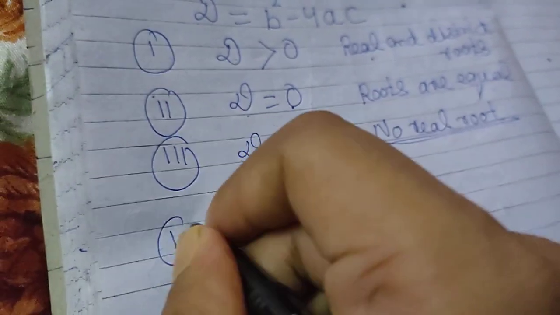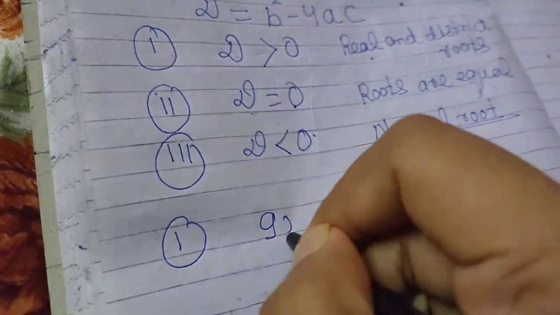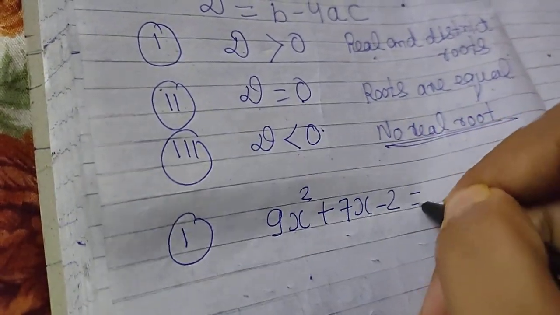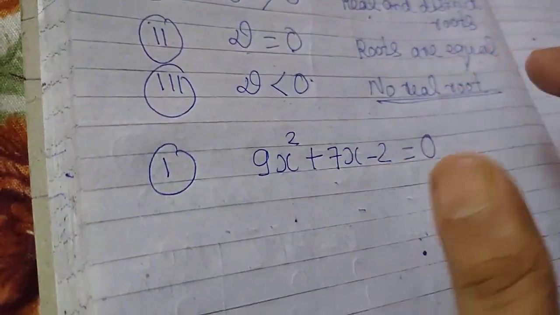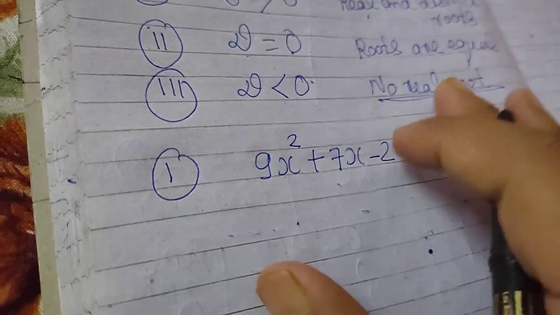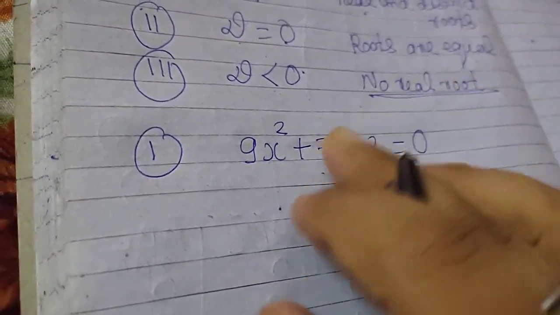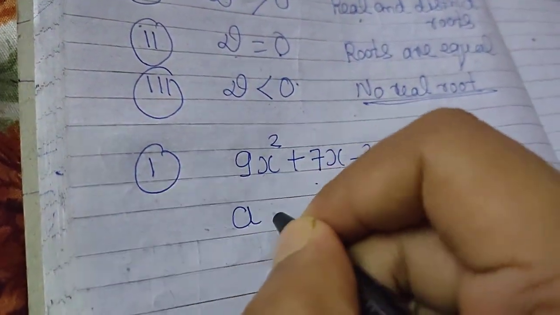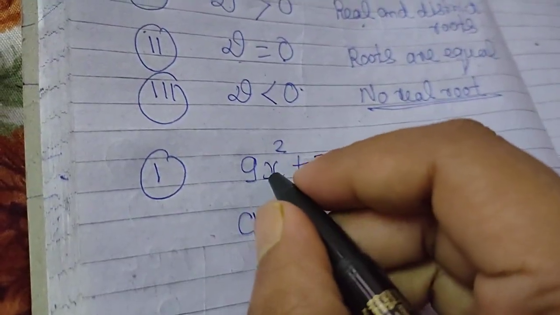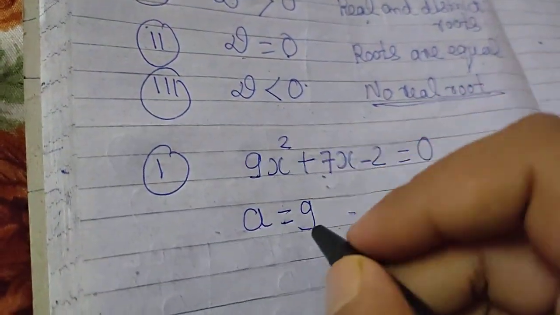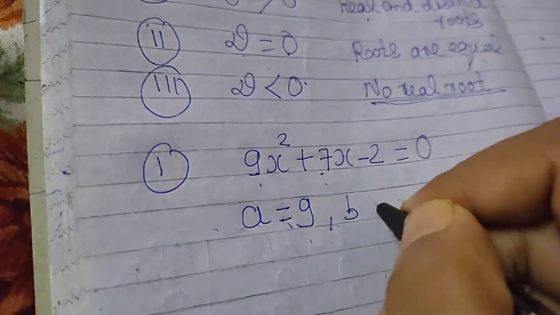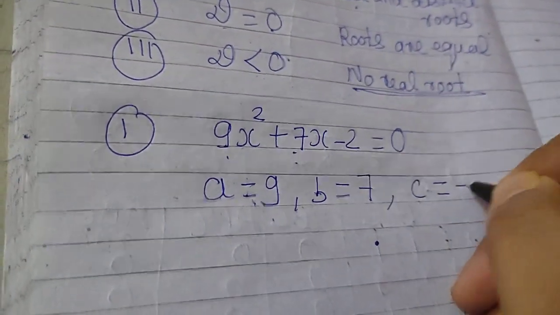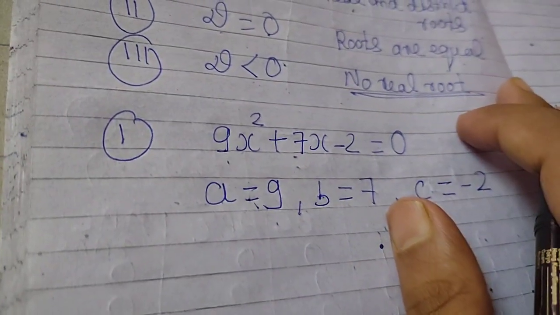Suppose the first example, 9x square plus 7x minus 2 is equal to 0. Firstly, we have to find out the nature of the roots. In the question in the book, it is mentioned to find the nature of the roots. We will compare with the standard form ax square plus bx plus c. The value of a is equal to 9, b is equal to 7, and c is equal to minus 2.